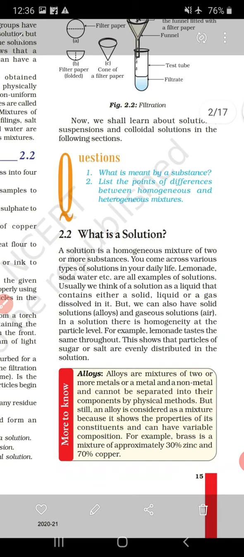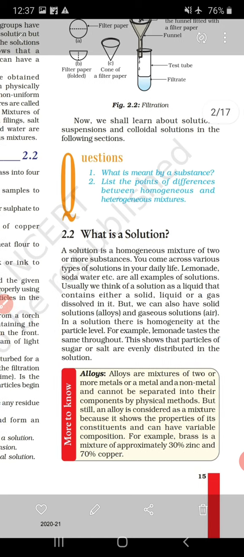Today we have to learn about what is a solution. So this is our second chapter of chemistry. Now today's topic is a solution. Before discussing this, we just take a look at what we learned in the previous class.